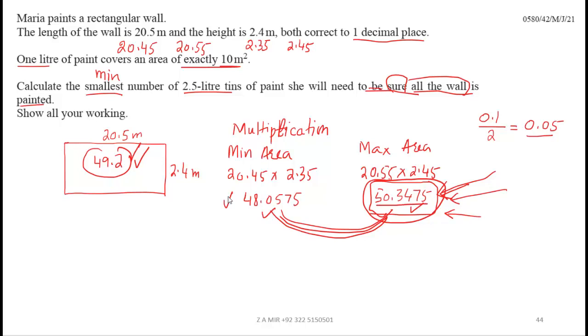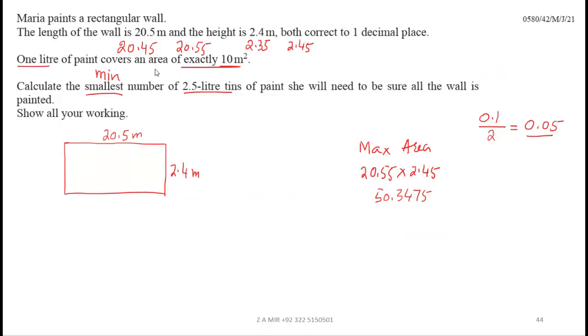Keeping this area in mind, if we buy the number of tins, we are sure that the whole wall will be painted. The main question is that we must be sure that the whole wall is painted. So we will take this area, which is the upper bound area. Now using this area, we want to know the minimum number of tins required.